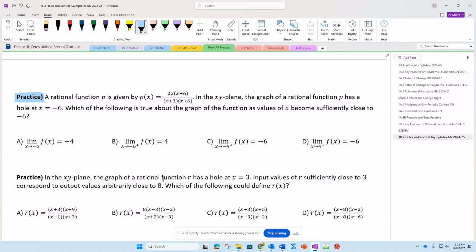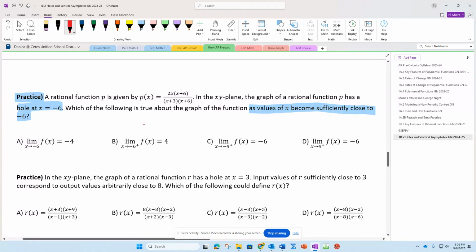All right, so welcome back. We're looking at which of the following is true about the graph of the function as values of x become sufficiently close to -6, because there's a hole at x equals -6. So we know that this portion should be a -6. And so we've got -6. This does not have -6. This does not have -6. So again, we're down to A and B.